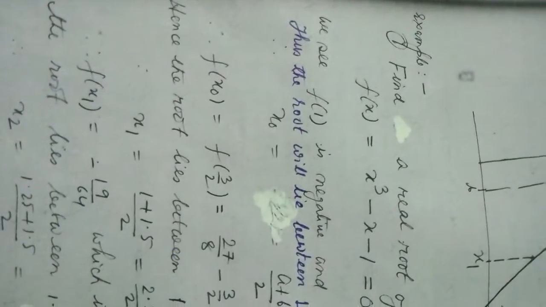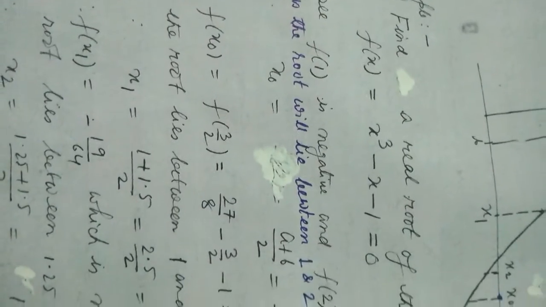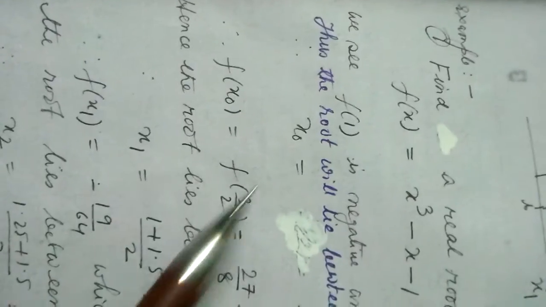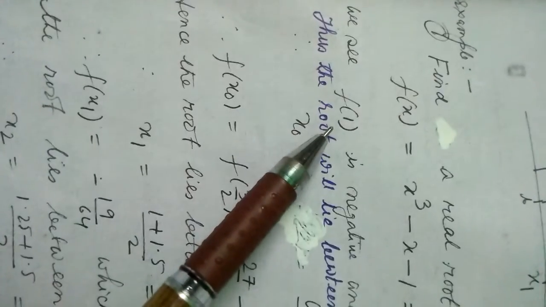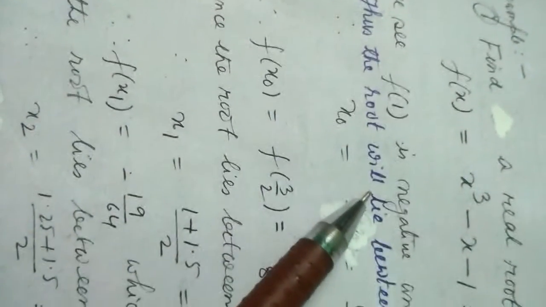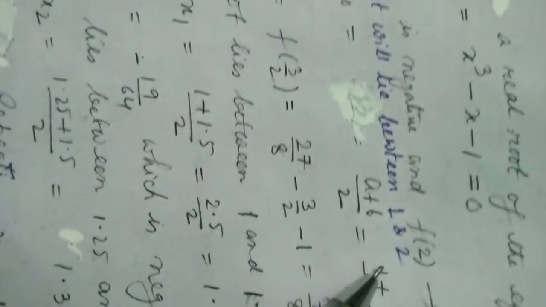We will be giving you one example. Please see the example. Find a real root of the equation. This is the equation. Okay, now we see function of 1 is negative and function of 2 is positive. So the root will lie between 1 and 2. So x naught is equal to (a plus b) by 2, (1 plus 2) by 2. This is 1.5.